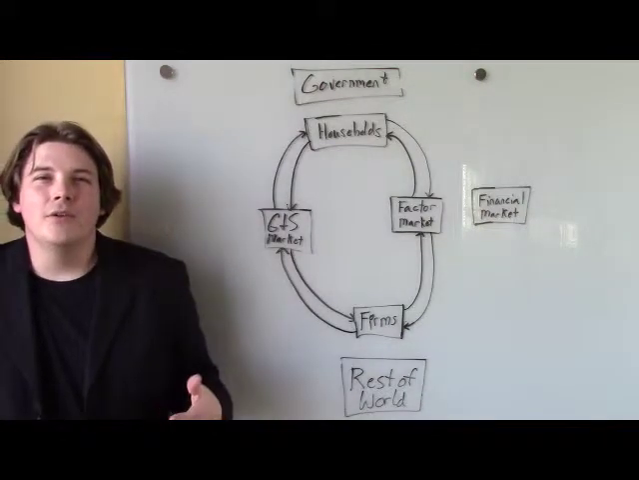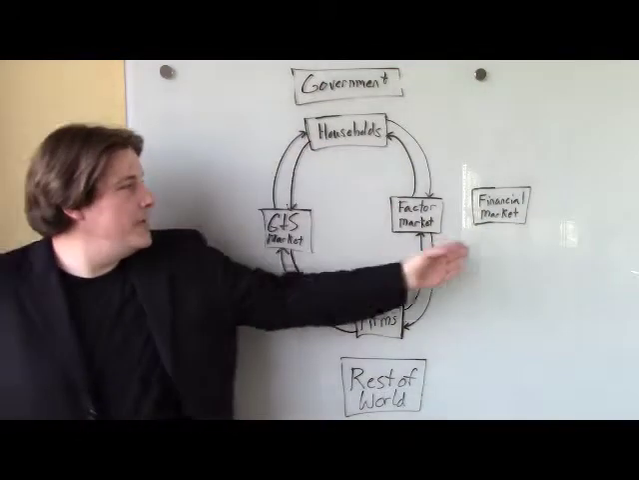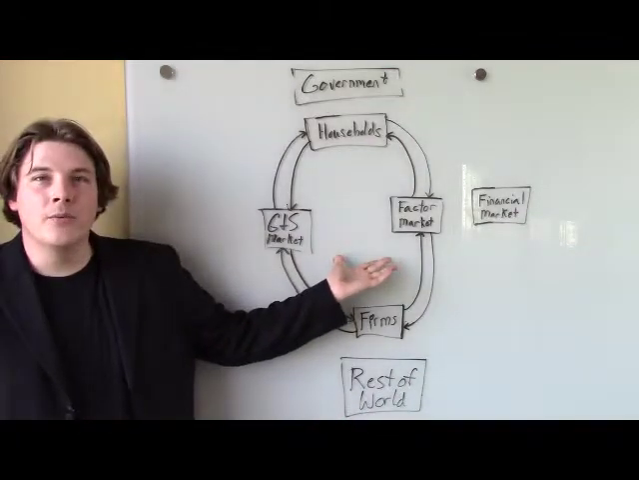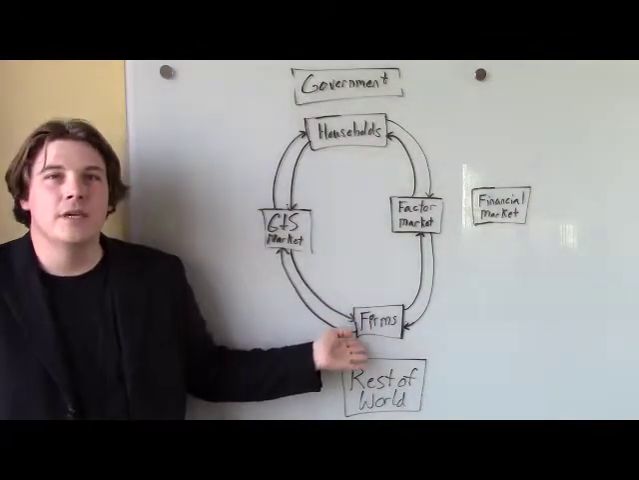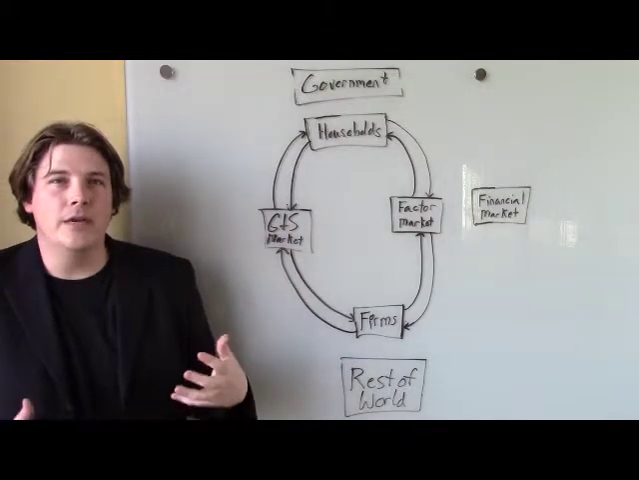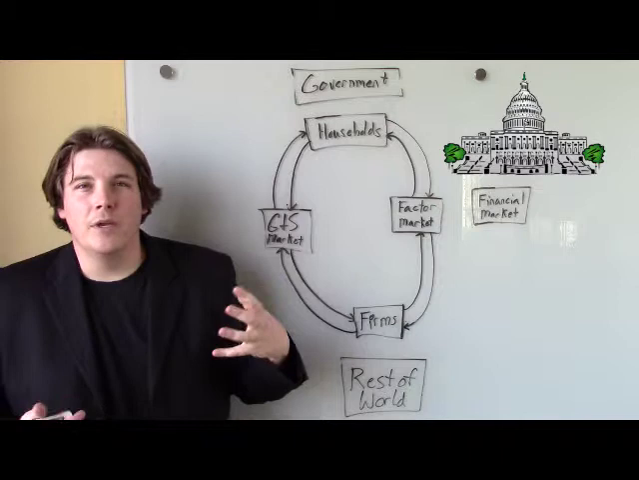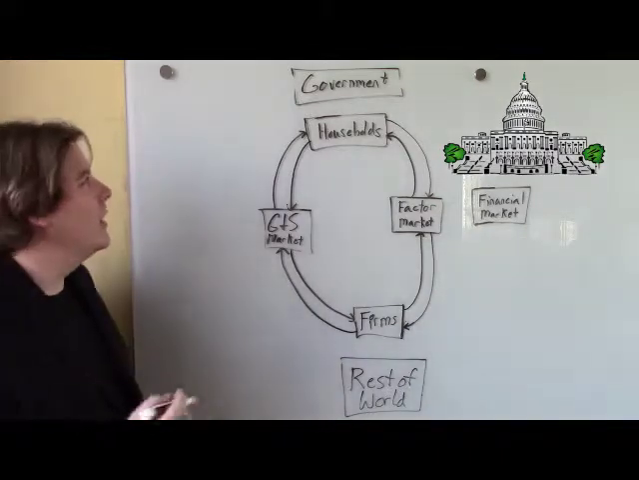So what we haven't included yet is government, financial markets, and the rest of the world. This represents our economy, it represents individuals and businesses, but we also want to include the other key players in the economy. So the government is a very big piece of our economy. It plays a very big role in how our economy works.